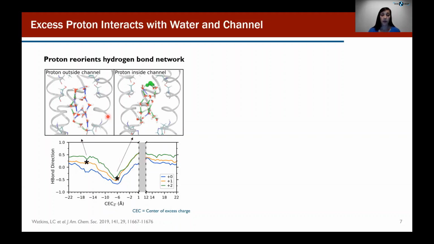You can see that as well in this picture, where when the proton is outside of the channel, hydrogen bonds are primarily pointed up, versus when the proton is right there directly above this region of water, the hydrogen bonds flip directions, and the waters are able to flexibly and dynamically reorient to allow the proton to pass through.